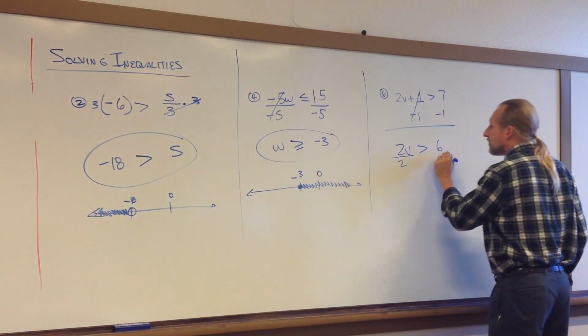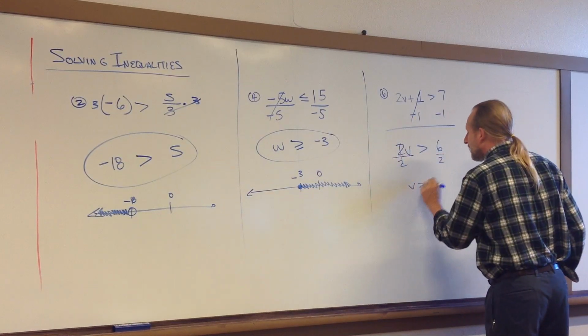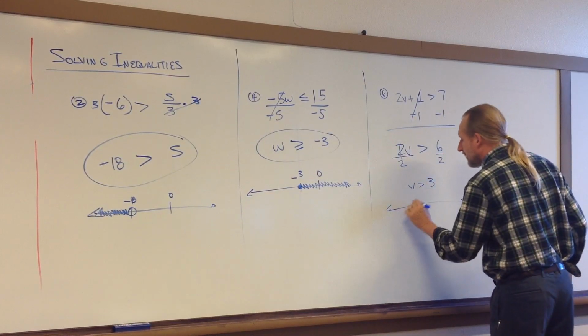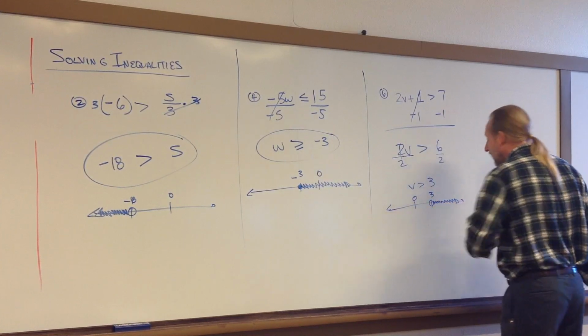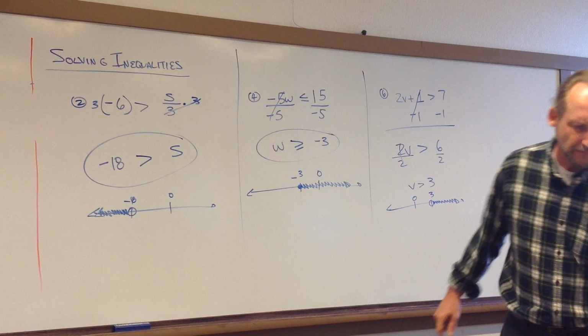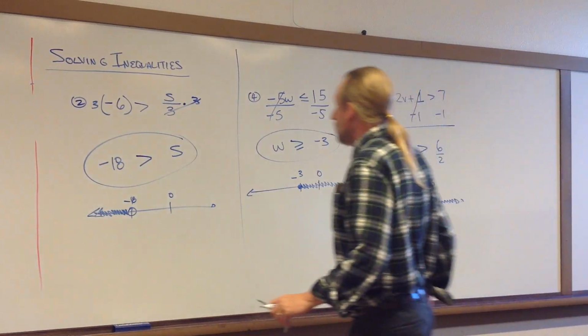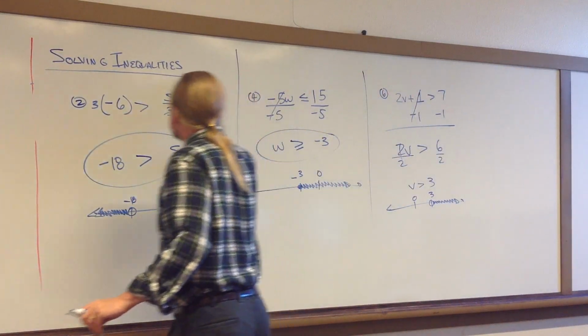Now I'm going to divide on both sides by 2, and we get v greater than 3. And on the number line, it'll look like this. Okay, let's do a couple more.